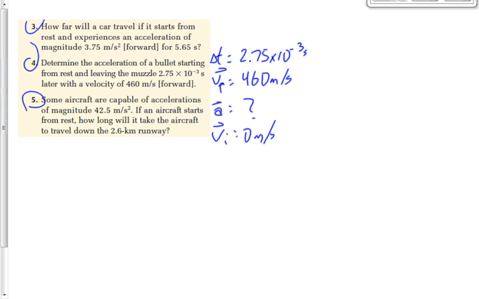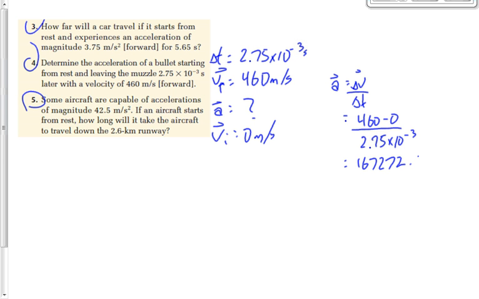What do you want to do to find acceleration here? This is almost identical to our quiz question, isn't it? Let's say A is equal to delta V over delta T. VF minus VI, 460 minus 0. Remember on our quiz, it was 0 minus something? It was a negative value. This is something minus 0 because it's speeding up. What does that equal when you do the math? 167272.72, and the units would be meters per second squared.